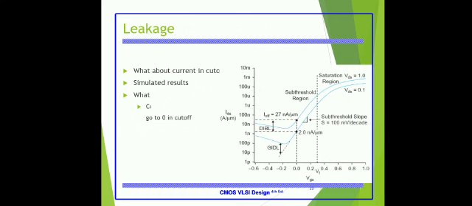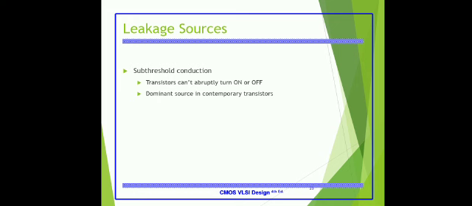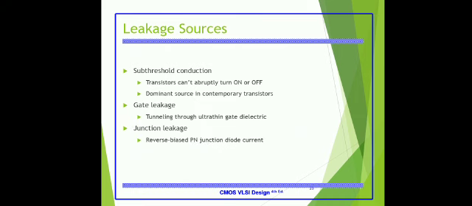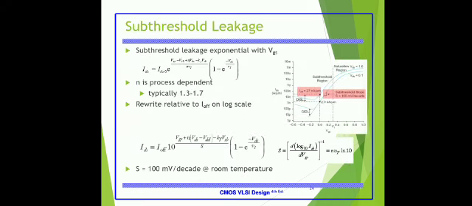And the leakage: what about the current in the cutoff region? The transistor does not go fully to the saturation region or cutoff region. Leakage sources occur in the subthreshold condition. Transistors can't be abruptly turned on or off, and this is also the dominant source in contemporary transistors. In gate leakage, there is tunneling through the ultra thin gate dielectric. Junction leakage is the reverse bias PN junction diode current. In the case of subthreshold leakage, it is exponential with VGS, and we can rewrite this equation according to the linear, saturation as well as cutoff regions.